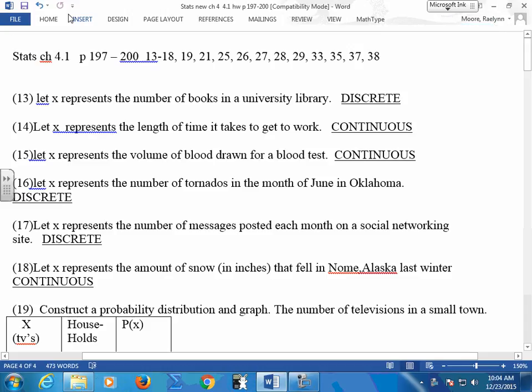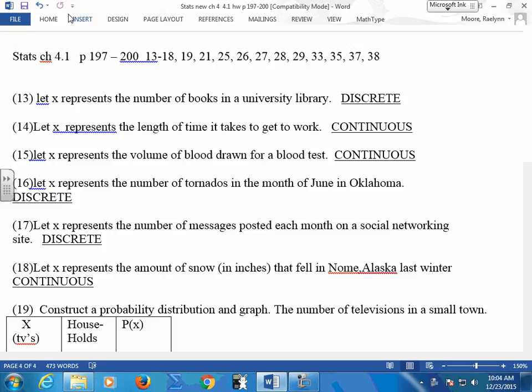All right, so you had to say, I guess just what these were. So if X represents the books in the library, if your books are countable, you don't have a partial book, so that's discrete. The length of time, if you can say, can I go an hour and a half? If you could use a half, then it's continuous.